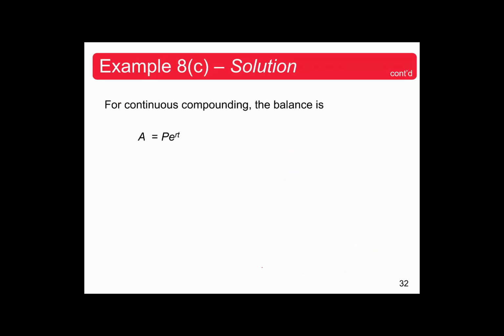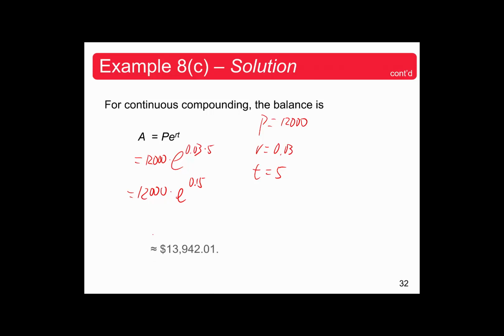All right, given the same condition, P equals 12,000, the rate is still 0.03. Time t is still 5 years. That's all we need. So now let's plug into the formula: 12,000 principal times e to the 0.03 times 5. That should be 12,000 times e to the 0.15. We put it into the calculator. This is the result. $13,942.01. Again, return on the investment.